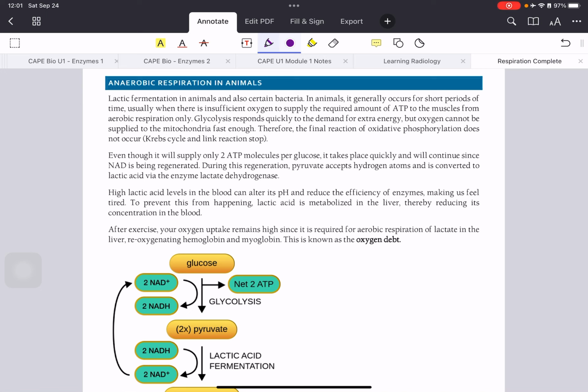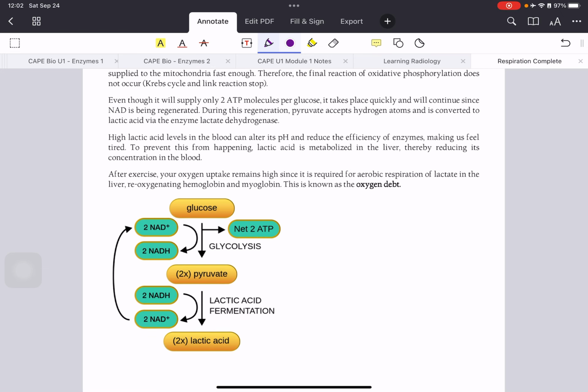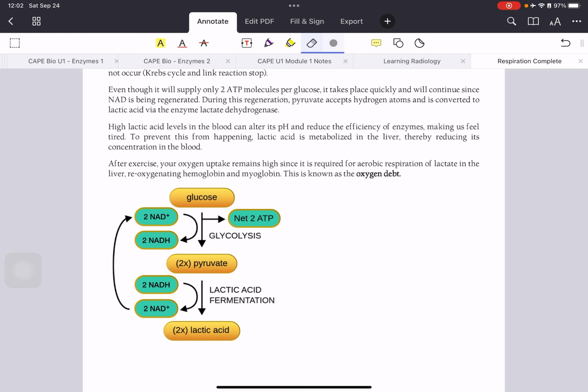The glycolysis can keep going, because remember, in glycolysis, you need NAD, right? So in order for this to occur, the pyruvate at the end of glycolysis here will undergo lactic acid fermentation to make lactic acid. It has to do this in order to regenerate the NAD molecules, right? That's what will keep the glycolysis going.